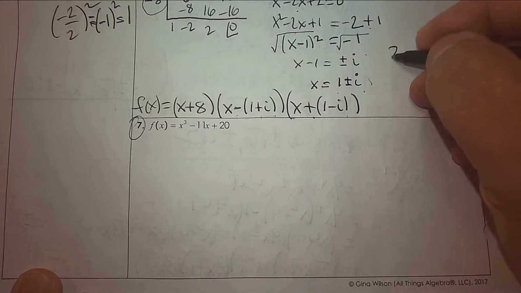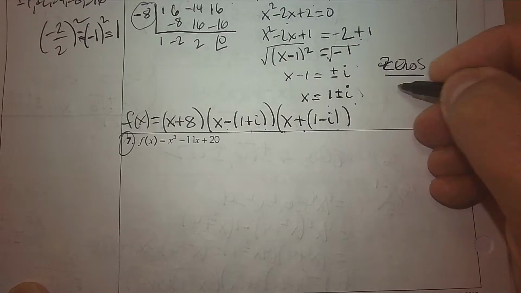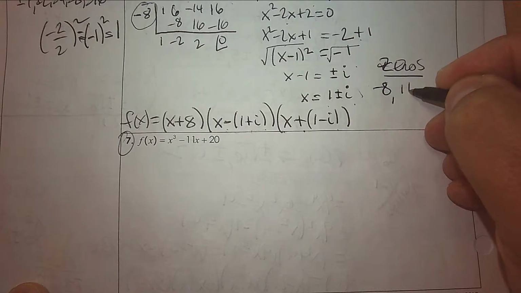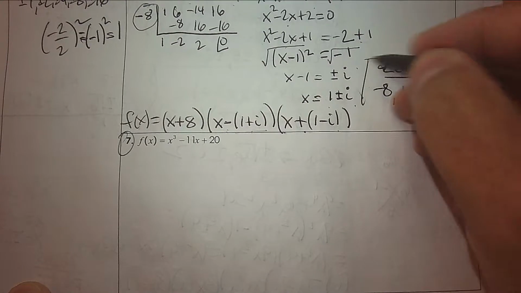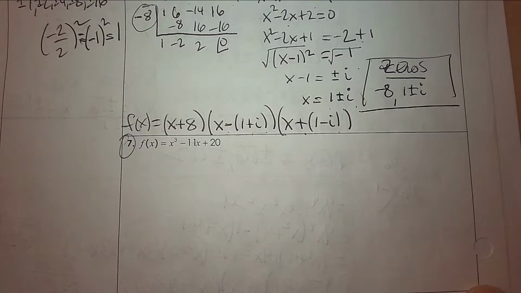Oh, and I didn't write down specifically what the zeros were, right? So what were the zeros again? -8, and then 1 plus or minus i. Try number 7.